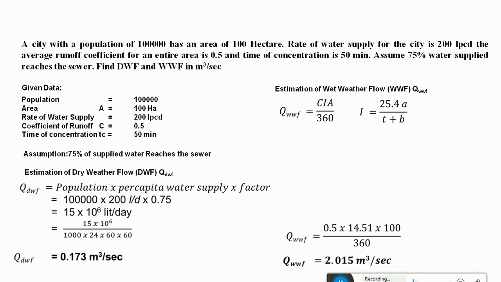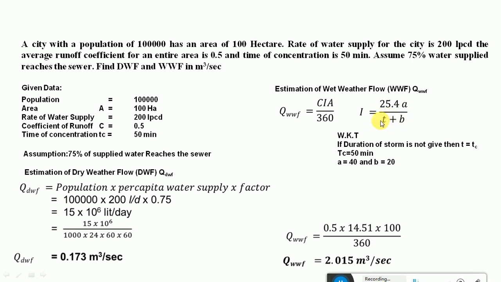Here if the duration of the storm is not given, then T is equal to time of concentration. Here the time of concentration is given as 50 minutes. In this case, we have to find out the intensity of the rainfall. Sometimes the value will be directly given with respect to intensity. If the intensity of the rainfall data is not given and the time of concentration is given, then we have to find it using this formula: intensity of the rainfall I is equal to 25.4 into A divided by T plus B, where A and B are constants. It depends on the storm duration. We have seen that in the previous slide, and T is the time of concentration in minutes.